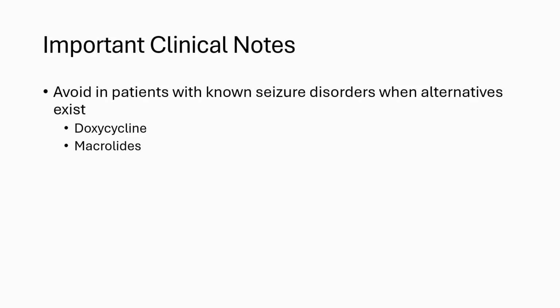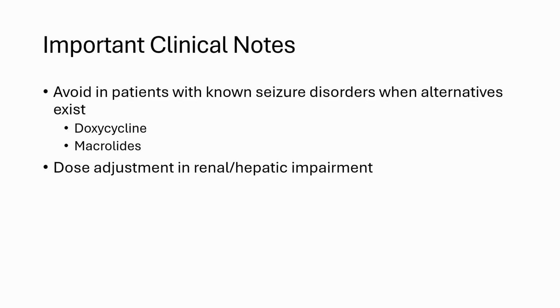So what's the take home? What's for the clinical notes? If you have patients that have some type of seizure disorder, consider some alternatives. There's doxycycline and macrolides. If those bacteria, those little buggers, are susceptible to doxycycline or macrolides, perhaps consider those instead. If they aren't susceptible, maybe they're resistant to those but more susceptible to penicillins or carbapenems, then just be careful with the dosing, especially in patients with renal or hepatic impairment. Again, you don't want those doses too high.